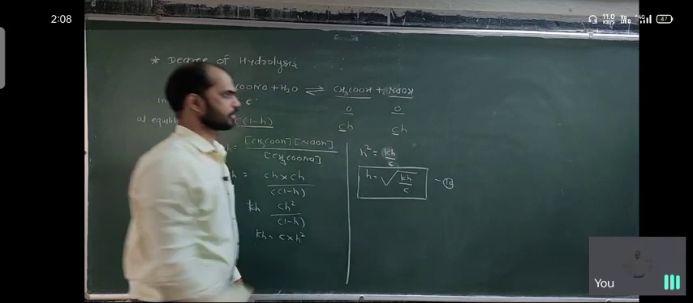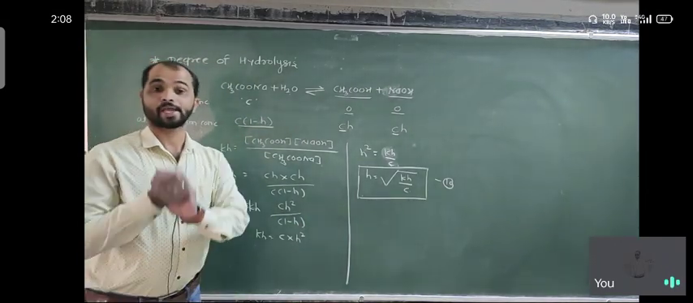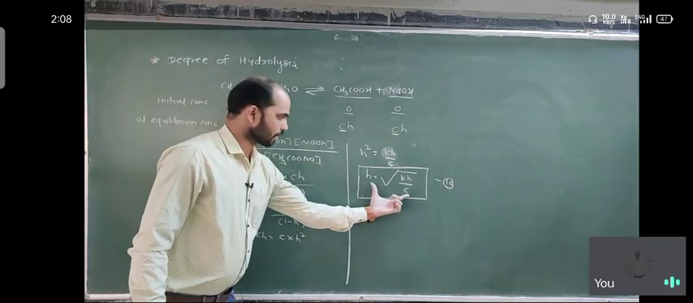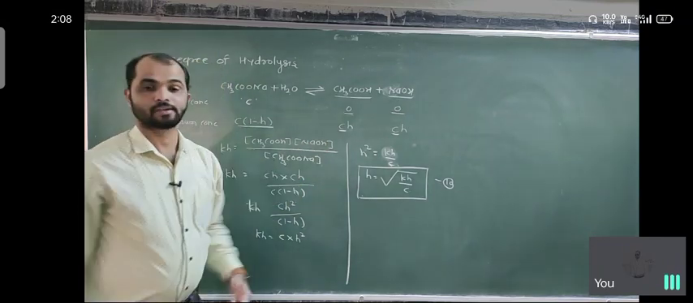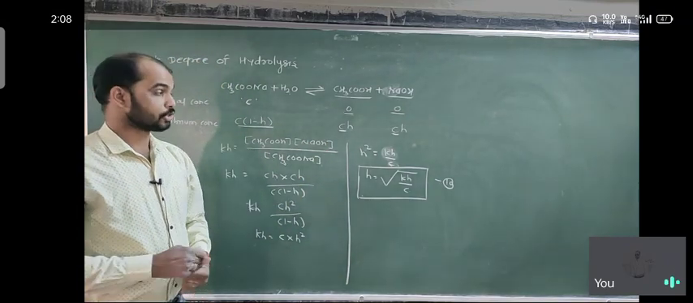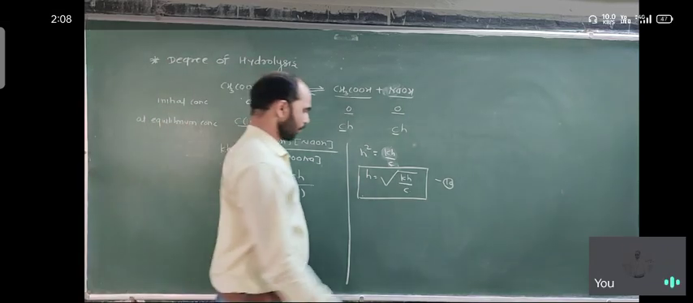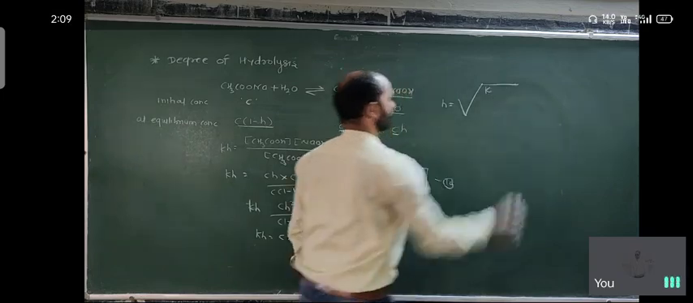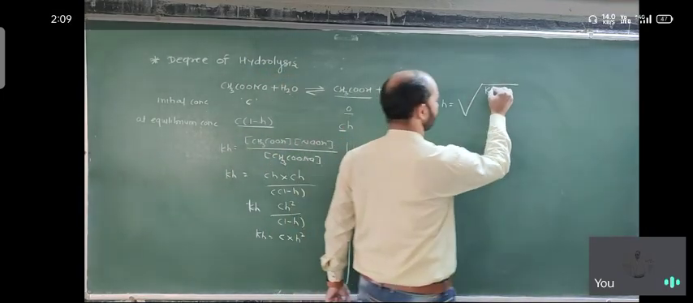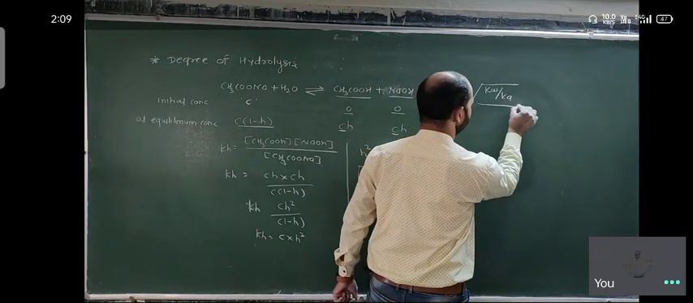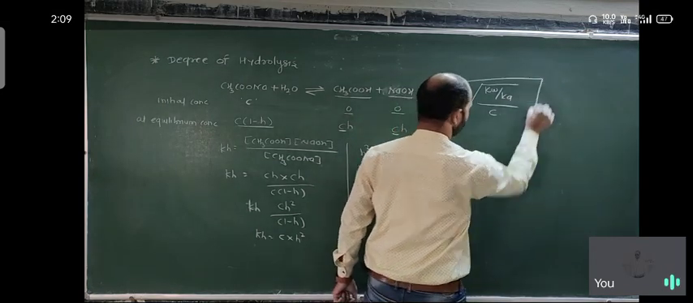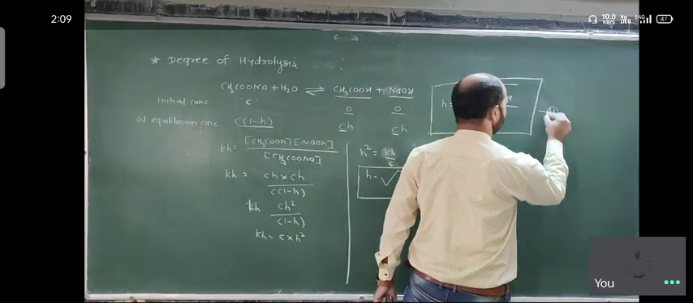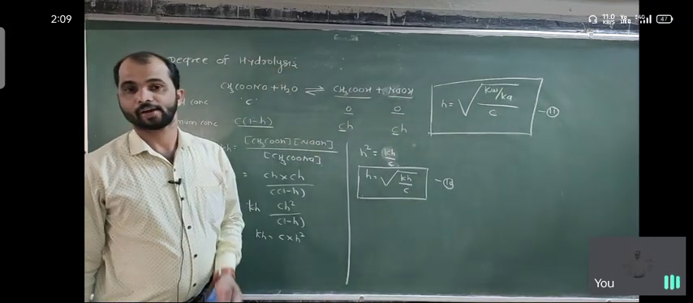We already have the last equation, Kh is equal to Kw upon Ka. So equations 9 and 10 are related with each other, and we get another equation. h is equal to the square root of, where Kh is Kw upon Ka, upon C. So equation number 11 is used to calculate the degree of hydrolysis.